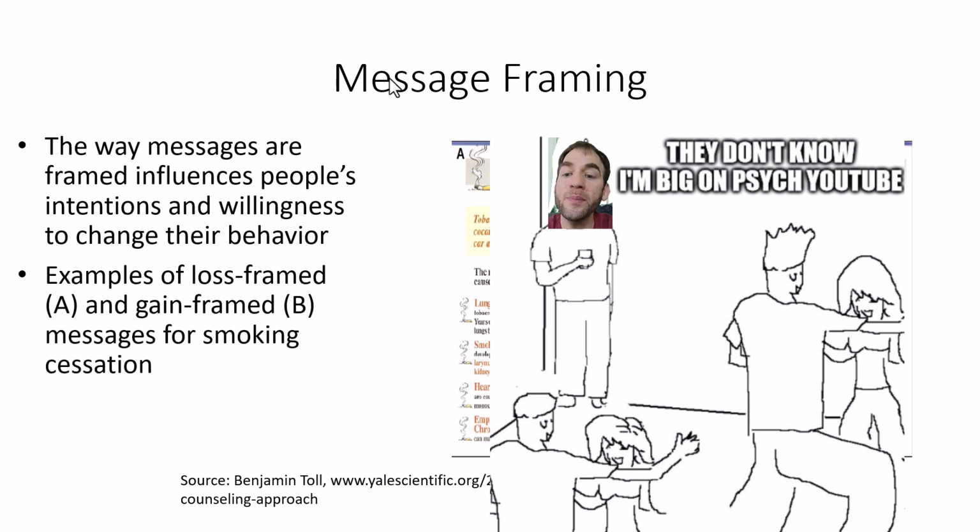Message framing. The way messages are framed influences people's intention and willingness to change their behavior. Examples of loss-framed A and gain-framed B messages for smoking cessation are to the right. Looking at the example here, loss-framed in regards to smoking, you will lose something. Something bad will happen to you. So we have lung cancer, increased risk of heart disease, chronic bronchitis, versus B, gain-framed, that is, what do you gain by quitting smoking? Your lungs will be healthier, you'll breathe easier, you'll feel healthier. So ultimately, it's a loss versus a gain frame in this binary framework.